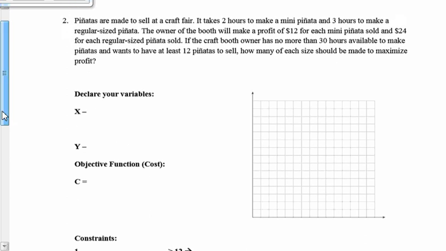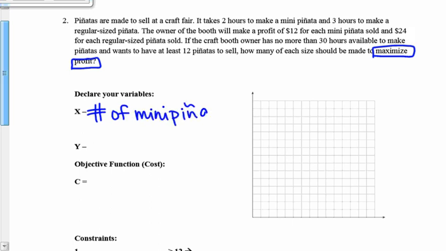All right, so we're maximizing profit here, which means my objective function is going to have to do with money or cost. Declaring my variables first, we're working with mini piñatas and regular sized piñatas. So I'm going to say that X is the number of mini piñatas. And then Y is the number of regular sized piñatas.